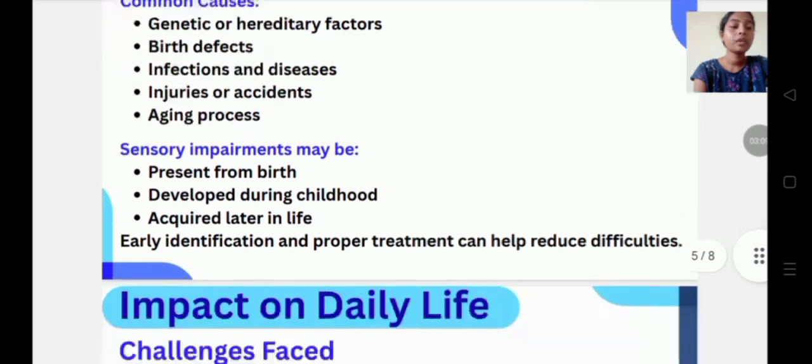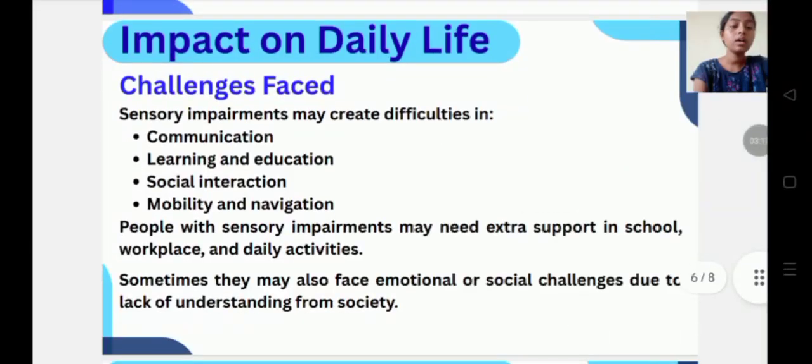Next, I'll discuss the impact on daily life. People with sensory impairment may face challenges in communication, learning, movement, and social interaction. They may need extra support in school, workplace, and daily activities, right? Sometimes they also face emotional or social difficulties. So awareness and support from society are very important.